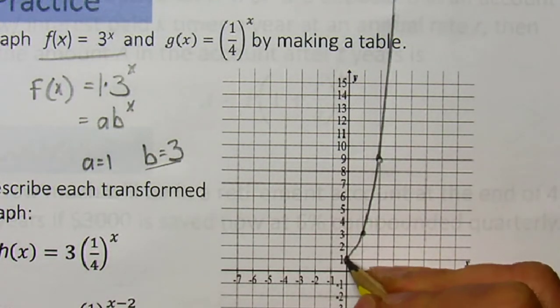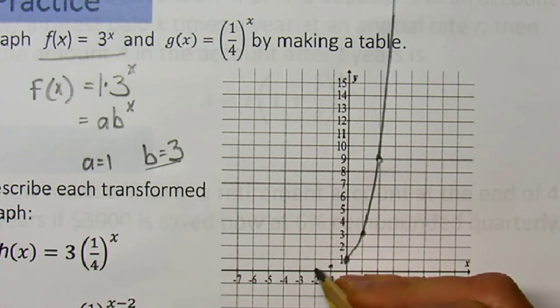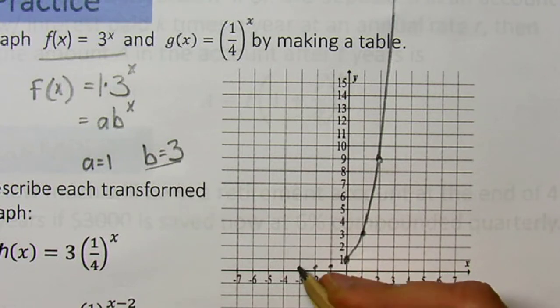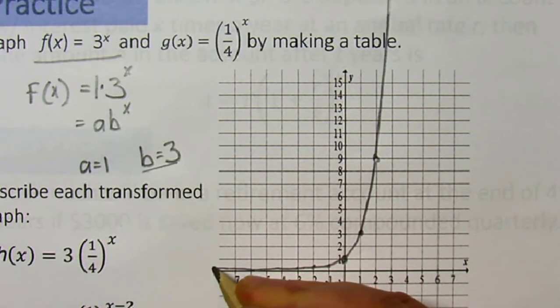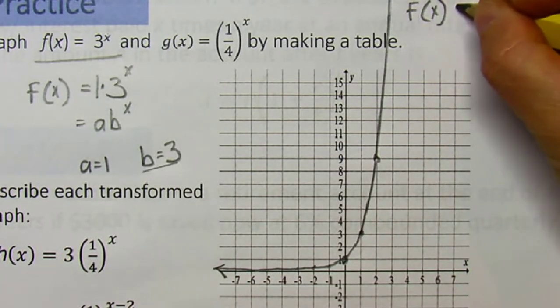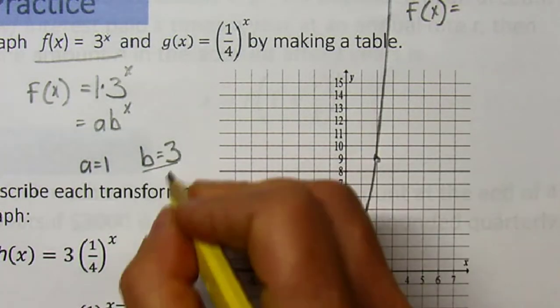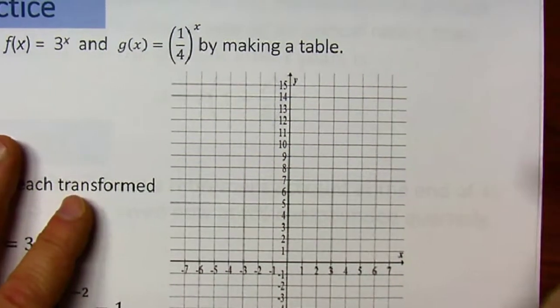As we move to the left, that would drop by a factor of 3. Our next point to the left would be 1/3, and then 1/9, 1/27, getting smaller and smaller, but never actually reaching 0. And so there's the graph of f of x. Now that's steeper than our original one, but that's because our growth factor was a little bit higher. Okay, what about our second function?